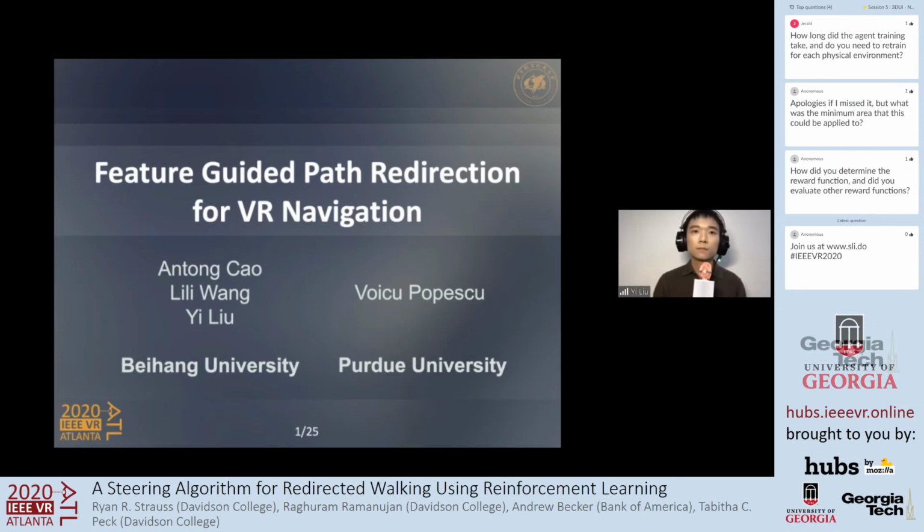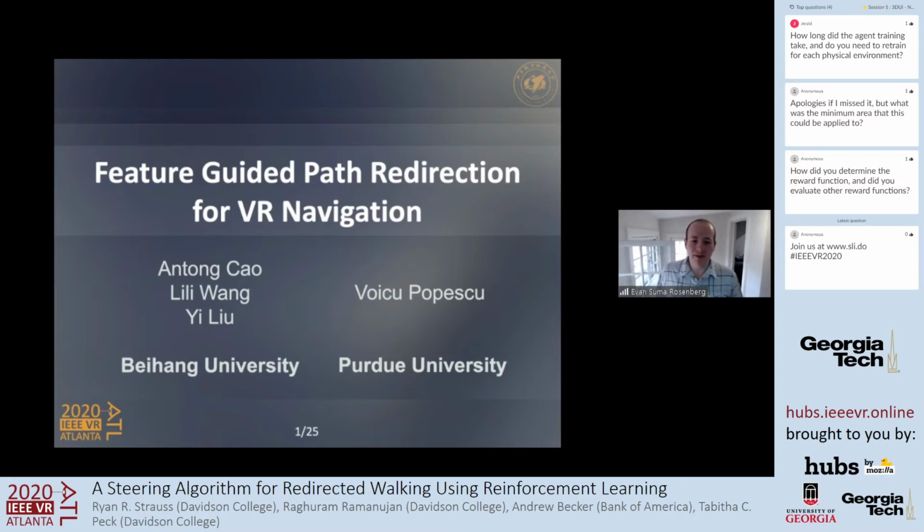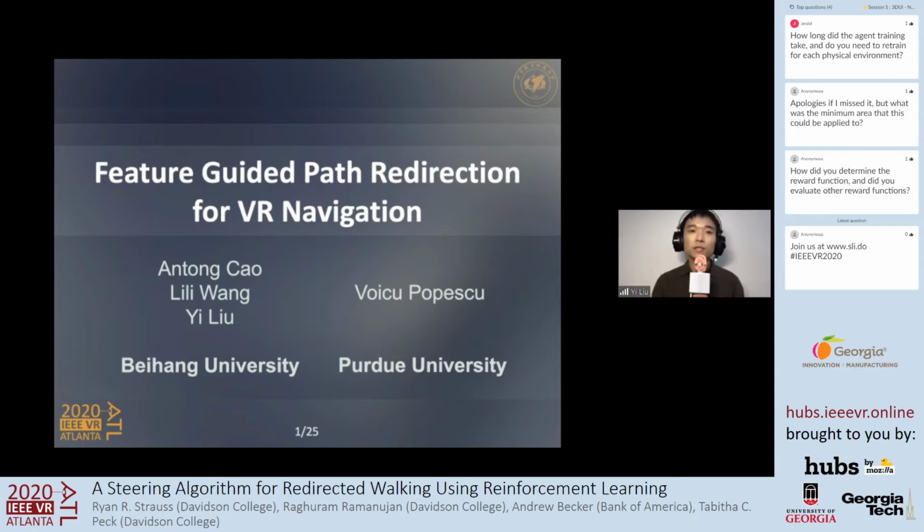Hi, and we're back. So our next speaker is a conference paper entitled Feature Guided Path Redirection for VR Navigation, and it is presented by Yi Lu. Thank you for the introduction. Hello, everyone. I'm Yi Lu from Beihang University, Beijing, China. Our paper is Feature Guided Path Redirection for VR Navigation. This work is together with Anton Cao, Lili Wang from Beihang University, and with Voicu Popescu from Purdue University.